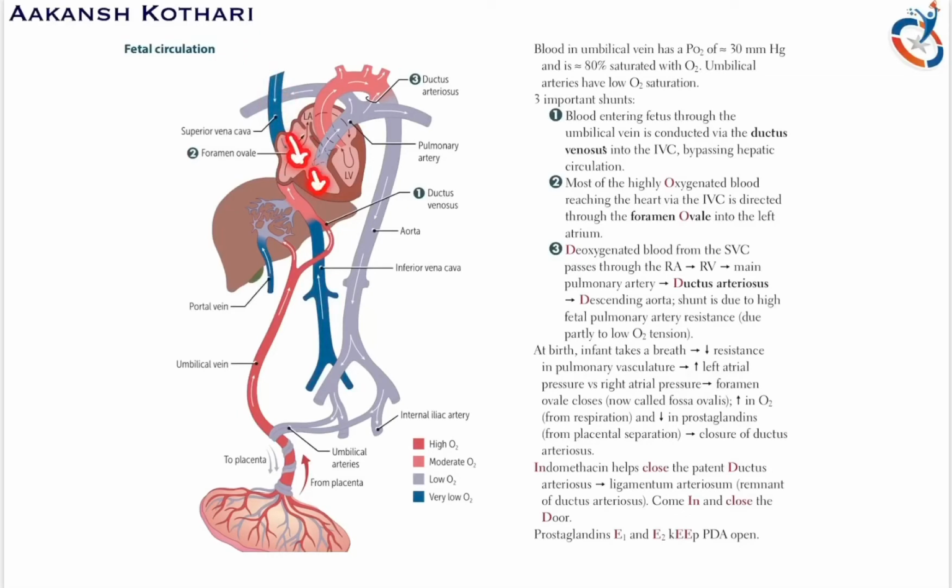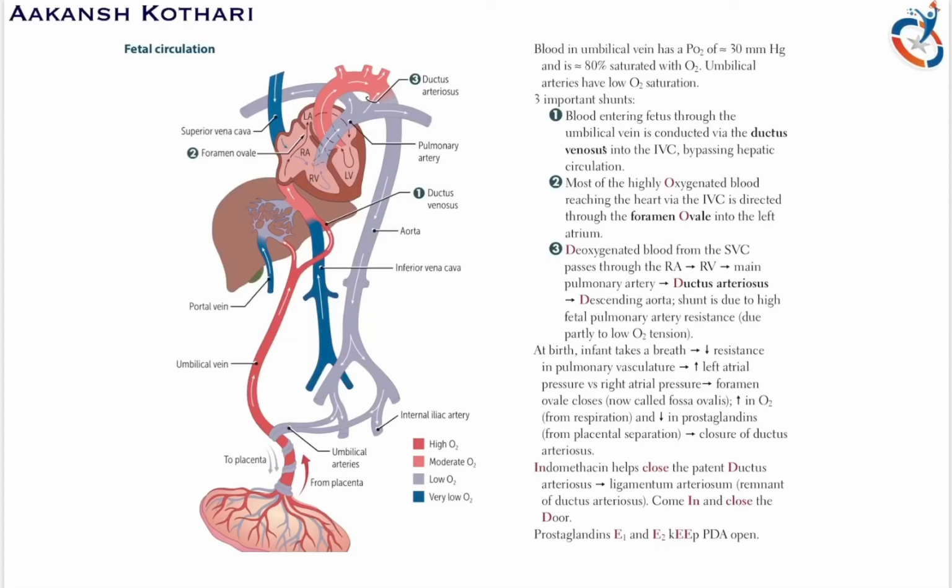From the right atrium, it goes into the right ventricle. From the right ventricle, it goes into the main pulmonary artery. Okay, I'll again repeat, from superior vena cava to the right atrium, from right atrium to the right ventricle, and from the right ventricle, it goes to the main pulmonary artery. From the main pulmonary artery, the blood leaks into the descending aorta by this third shunt called as ductus arteriosus.